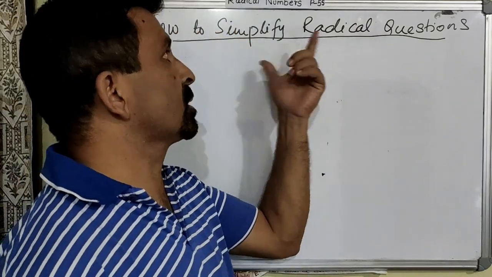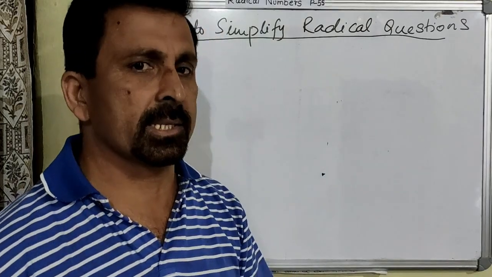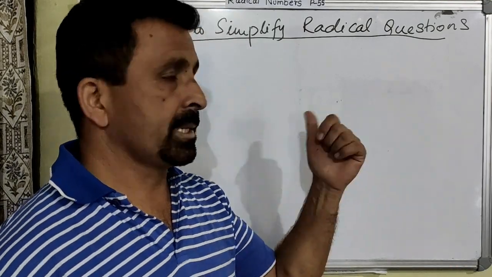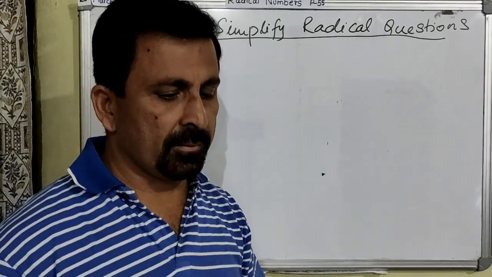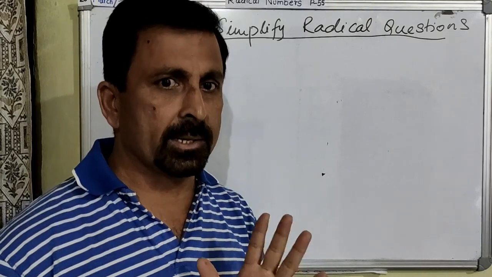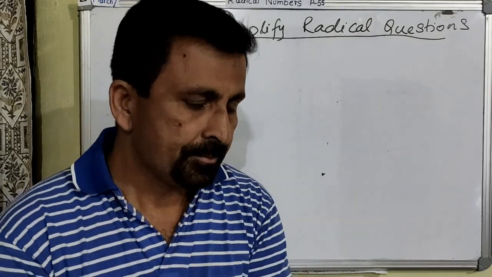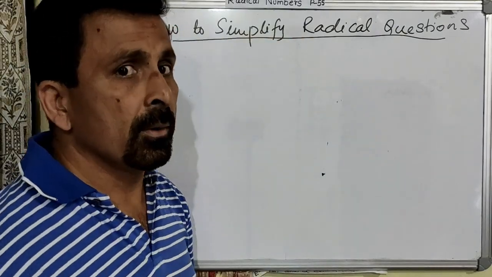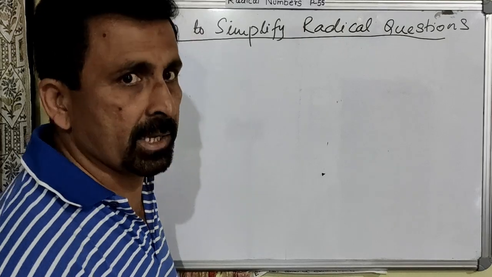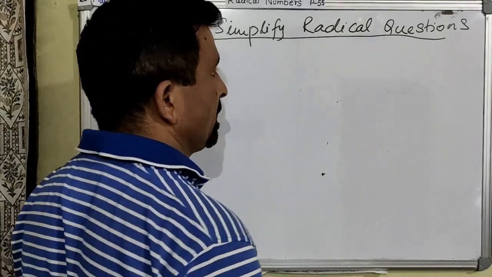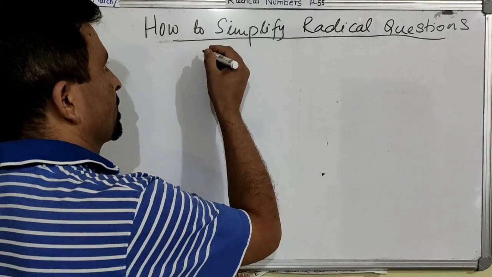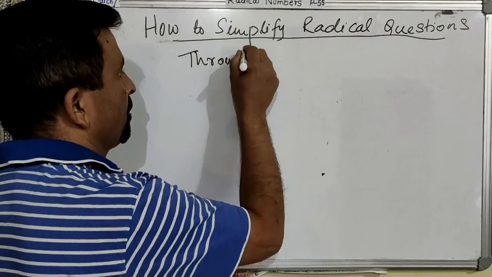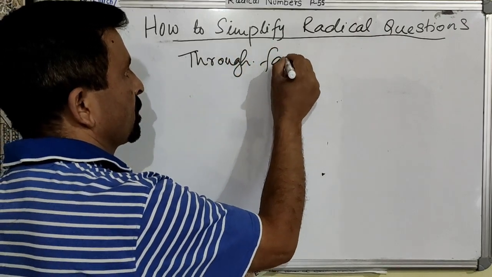And that concept is how to simplify the radical quotients. Any quotient of this exercise, how are you going to simplify? For all the quotients of this exercise, there is only one method of solving. We need to simplify the radical quotients through factorization, through prime factorization.